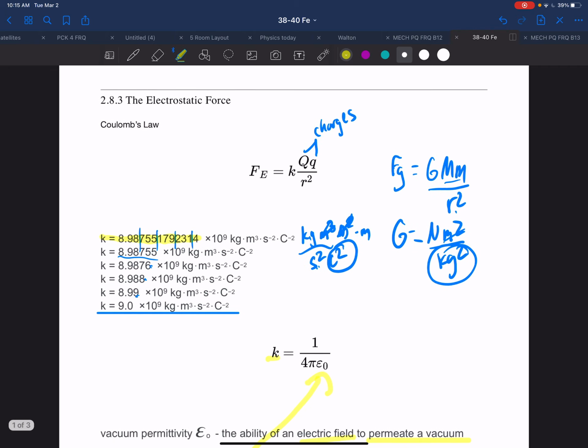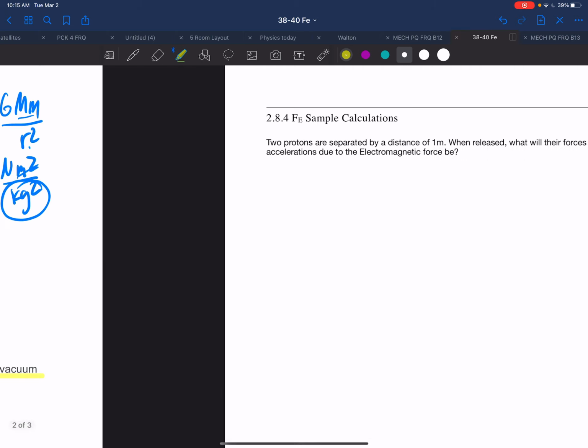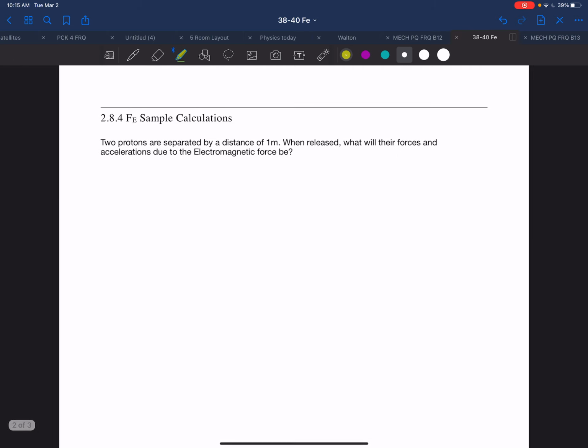But that is Coulomb's law. That's the equation. That's the Coulomb constant. In our next installment, we're going to do some sample calculations.